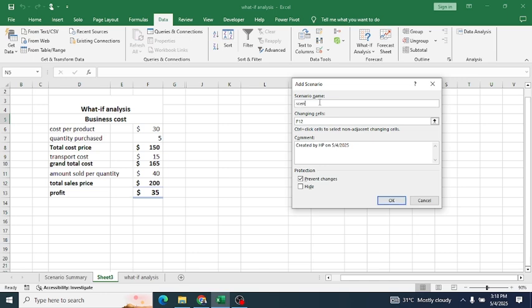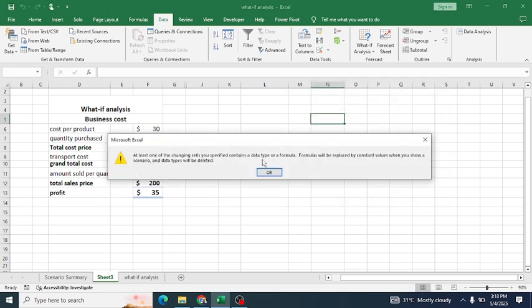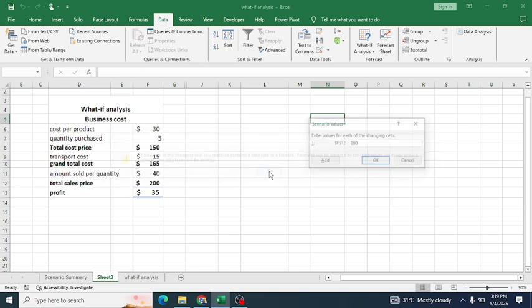Let's go to scenario 2. Let's call it scene 2, because the first one is scene 1. So the changing cell is F12, you understand? Let's click OK. Oh sorry, it said at least one of the changes cells you specified contains a formula, which will be replaced by a constant value. Okay, no problem. Let's change this one to 250, so let's add that one.